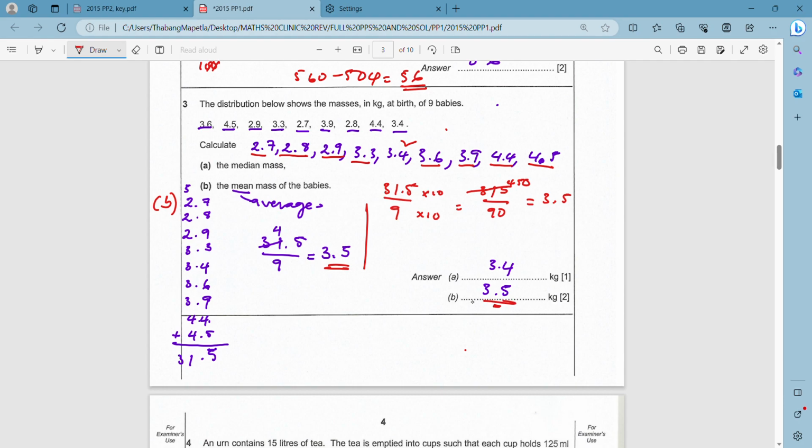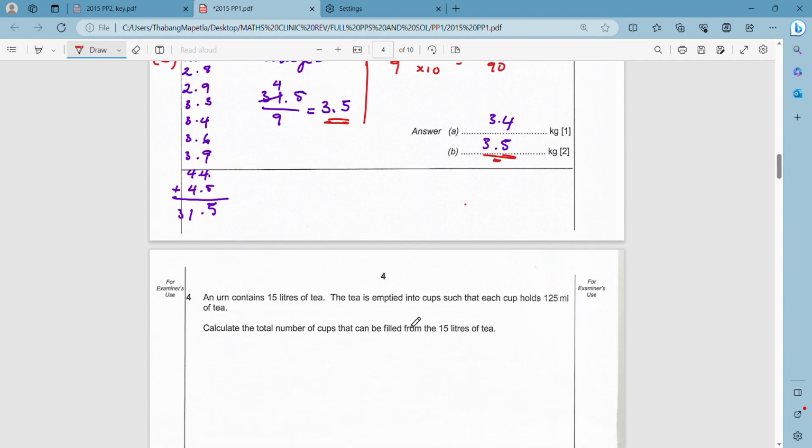So this one is 1 mark. You can simply have the answer at the answer space, or you should have taken it to here, just below B there, and then you label it that it's A. So just get rid of confusion. Okay, number 4.